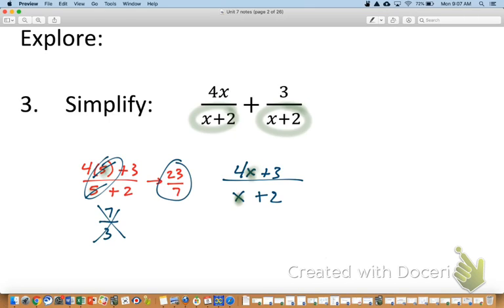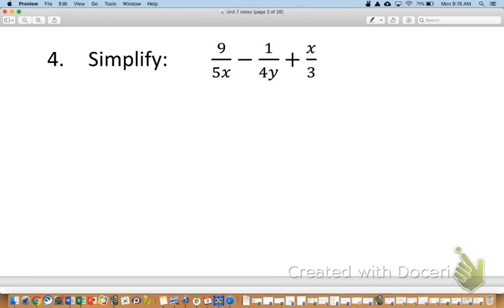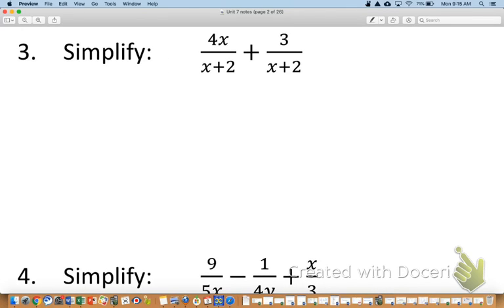Okay, so I want you guys to continue exploring with number 4. Wait, we didn't make an answer for number 3. 4x plus 3 is the answer. Oh, the answer that you guys proposed is the answer. The 4x, sorry. 4x plus 3 over x plus 2, that is the answer. I was right. There is no more simplifying. You can't cancel anything out there. Thank you, Davis. Yeah, nothing else can be done there. Good work today, Carson. Okay, number 4.